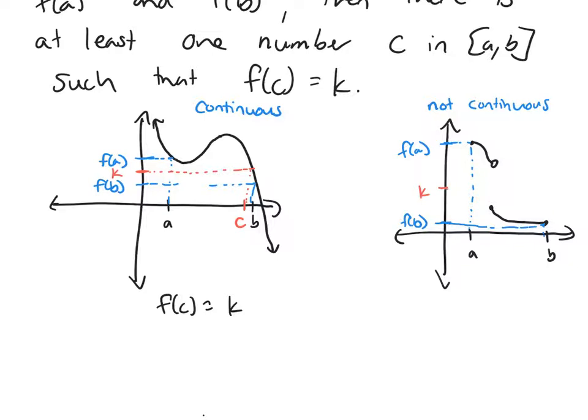If I go across to my function, it does not touch my graph at all. So that's the problem. If your function's not continuous, you can have this jump or this space that prevents this line from intersecting my graph.